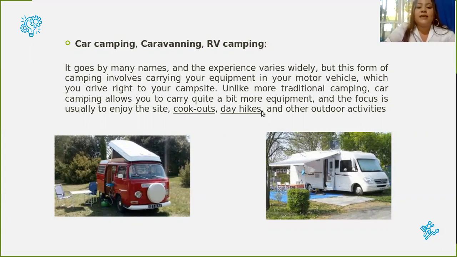But this has some more equipment and the focus is usually to enjoy the sights, okay? You can camp, you can enjoy the environment and enjoy the family trip.